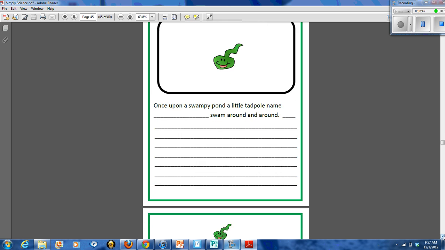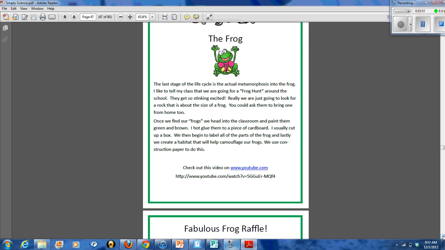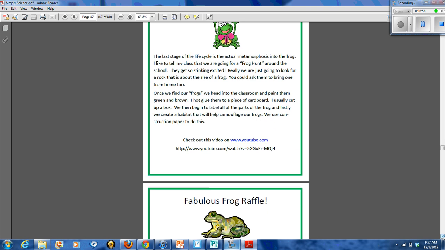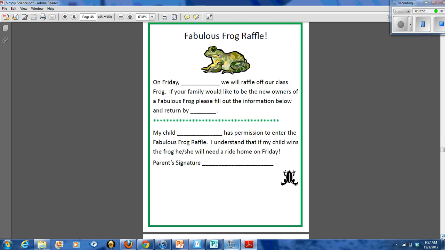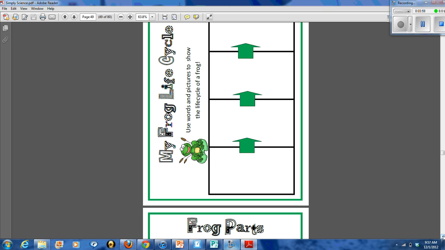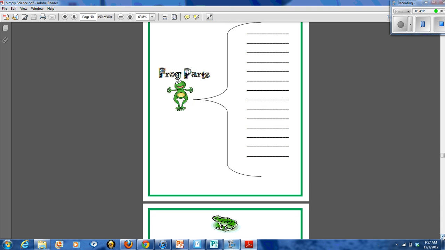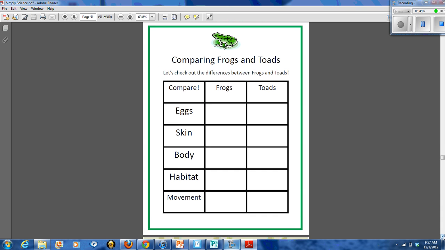And you also will have some journal prompts for them to work on. You will create the frog. You'll do a frog raffle in class. You have a frog life cycle flow map. You'll do the frog parts. Compare frogs and toads.